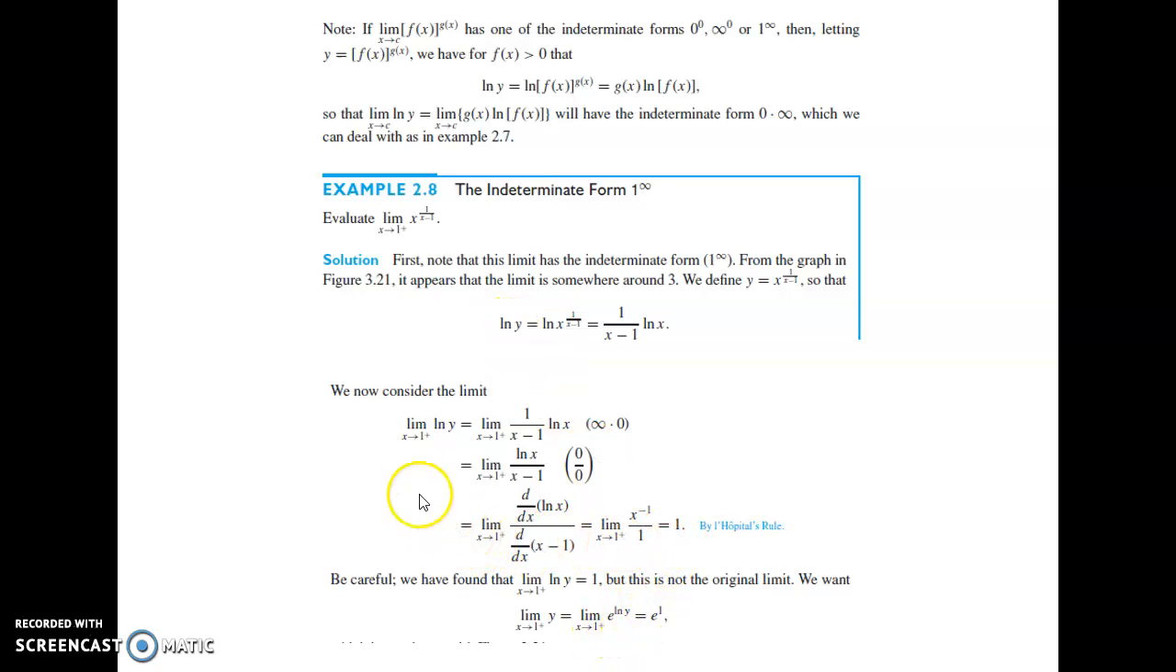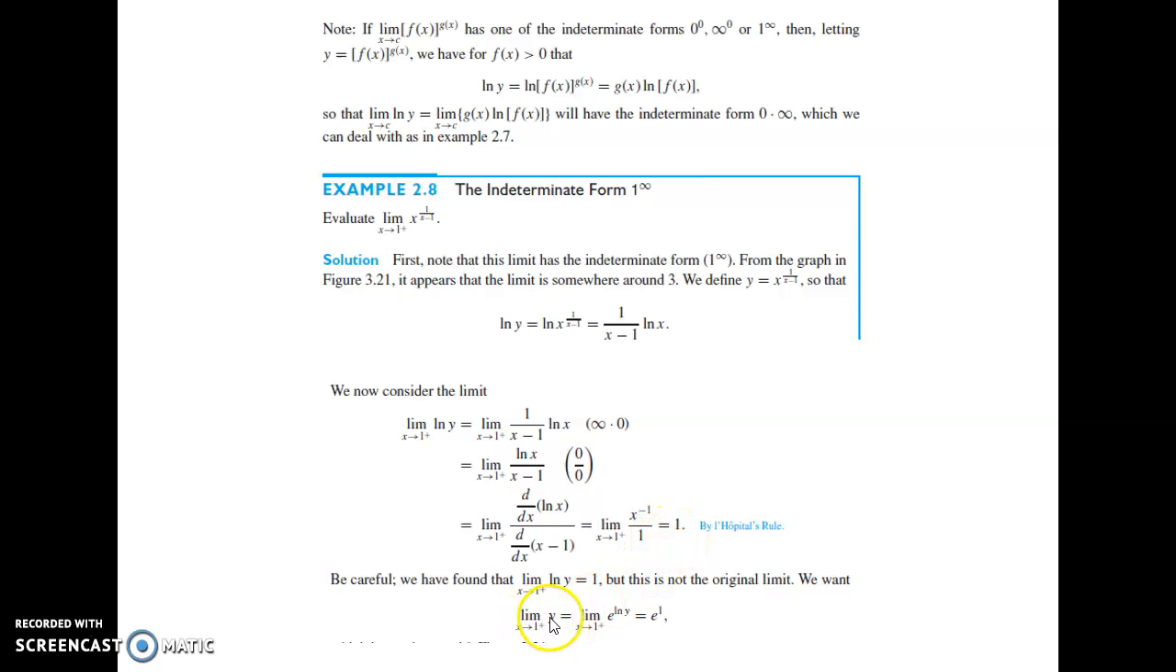So ln y I got here, ln y I got 1. So e raised to 1. So e raised to 1 is the answer, not this, because this is for ln y. So ln y I have taken extra because it was not here. So to cancel this, I need to find the limit of y, because this is the limit of ln y.